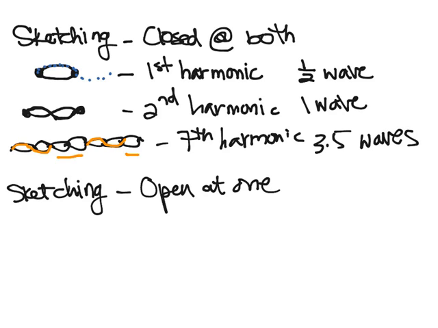Okay, it's a little different when you have a node and an antinode. So the first harmonic is just going to be the simplest possible pattern where we have a node at one end. So this is our node, and an antinode at the other. So that's our first harmonic.